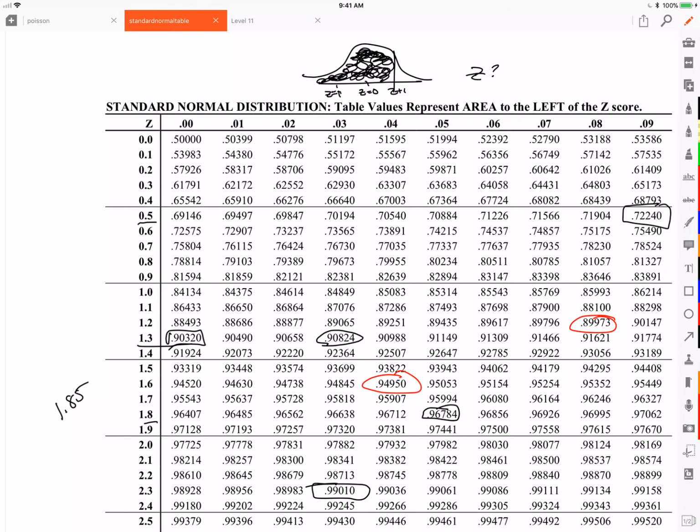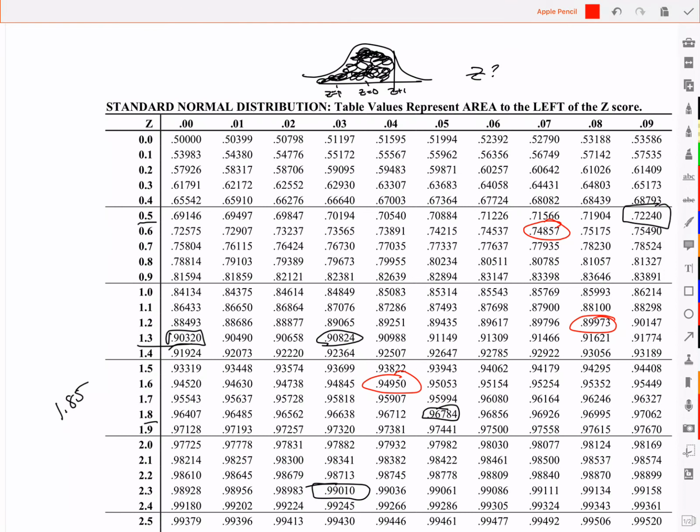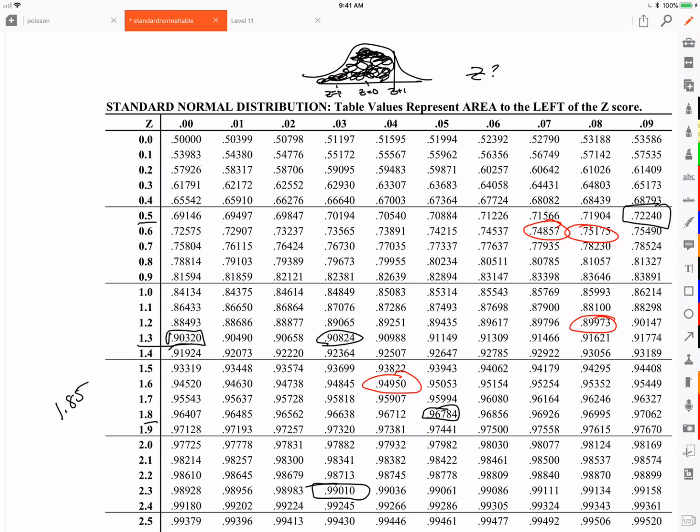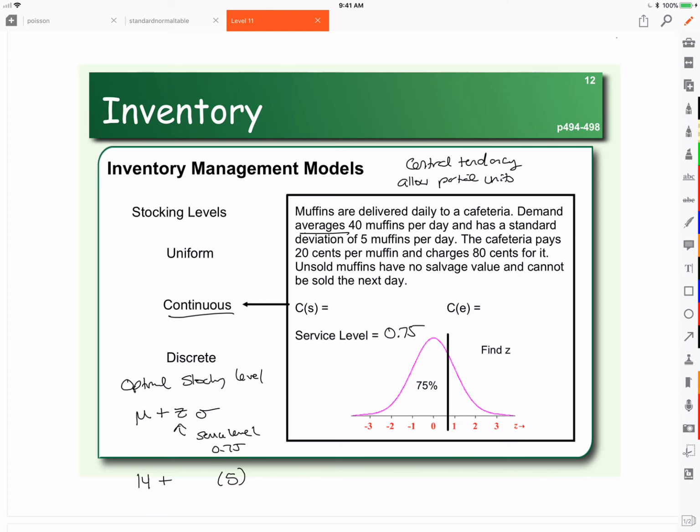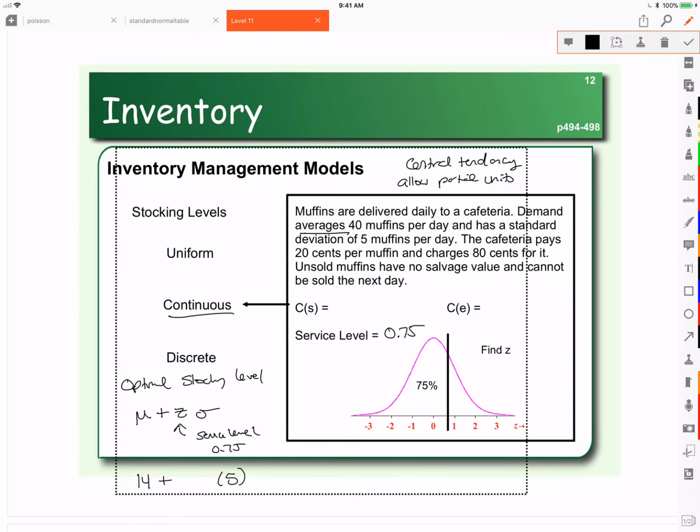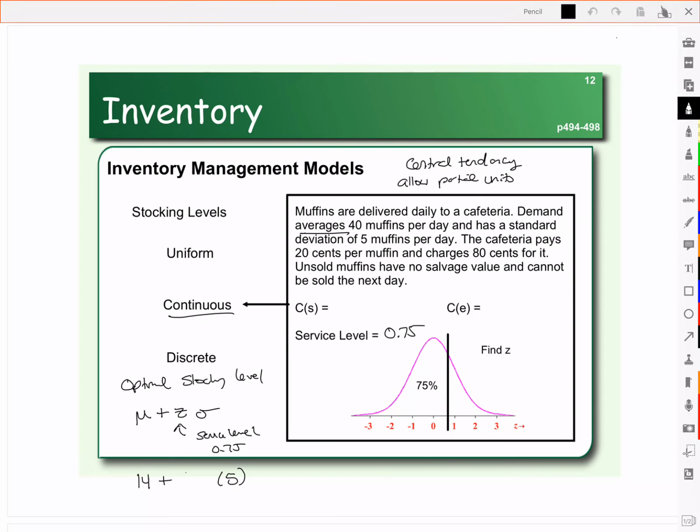So we look at 0.66, 0.67, 0.68. Okay, so closest we get to 0.75 is really about here. What's that, 0.67? Somewhere in between these two, 0.675. So we'll go here, let's use 0.67. Okay, so our z-score is 0.67. Standard deviation is 5, average is 14.